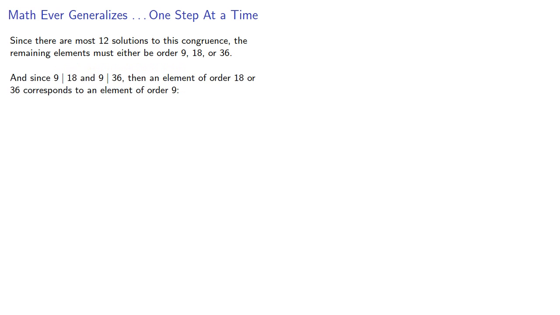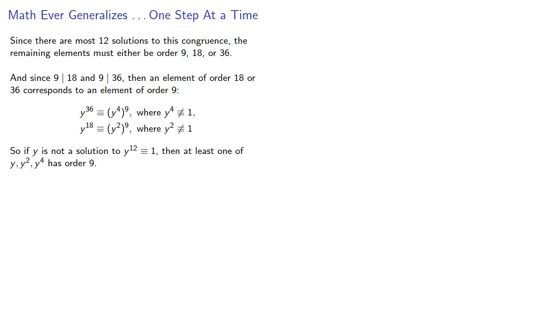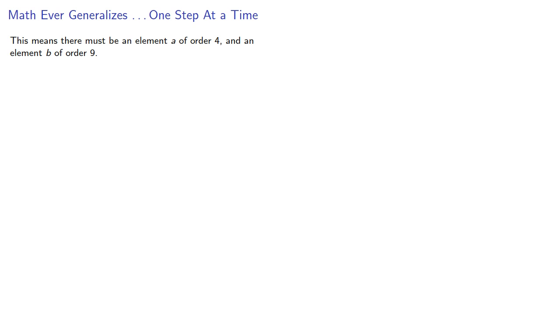And since 9 divides 18 and 36, then an element of order 18 or 36 corresponds to an element of order 9. Again, if that element has order 36, then y to the 4th has order 9. Or if the element has order 18, then y squared has order 9. So if y is not a solution to y to the 12th congruent to 1, then at least one of y, y squared, or y to the 4th has order 9. This means there must be an element of order 4 and an element of order 9, and as before, this means their product must have order 36.